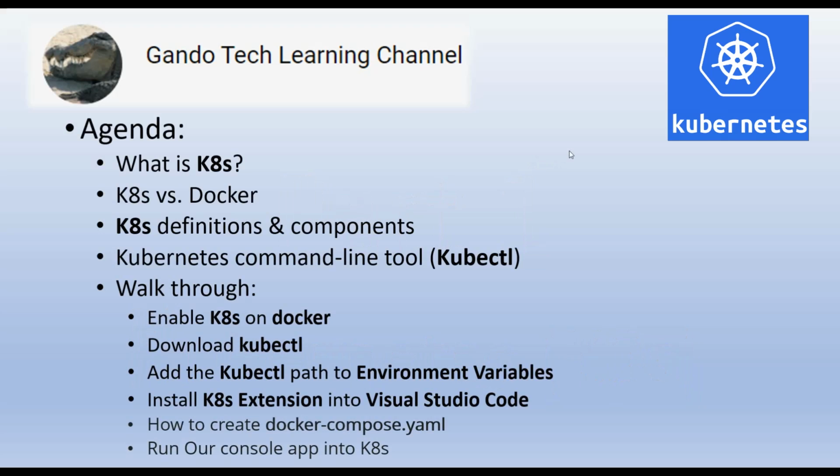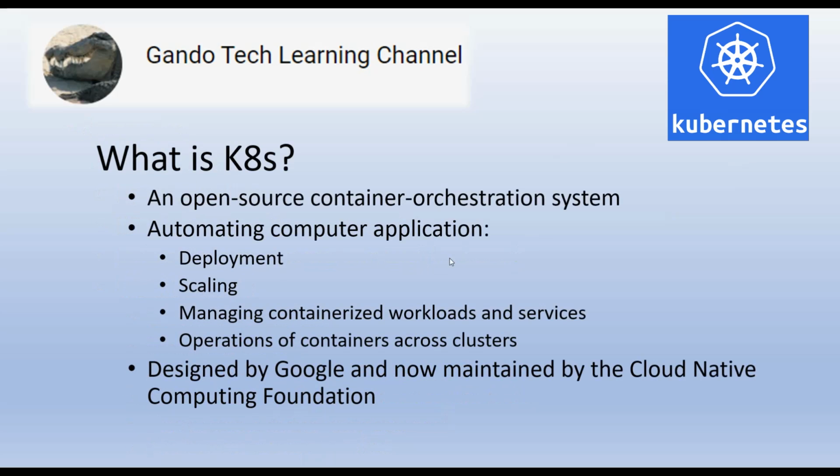command line tool, which is kubectl, and then we will have a proper walkthrough of how to enable Kubernetes on Docker on your machine, and then downloading kubectl, adding the kubectl path to the environment variable to be able to use it everywhere, and then installing the Kubernetes extension into Visual Studio Code, and then how to create a docker-compose YAML file, and then running our console application in Kubernetes, which is the main goal of this video. So bear with us to see how this video discusses Kubernetes.